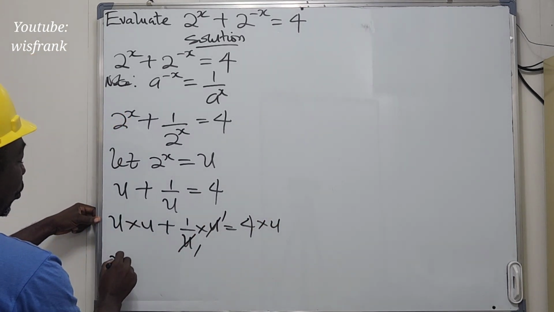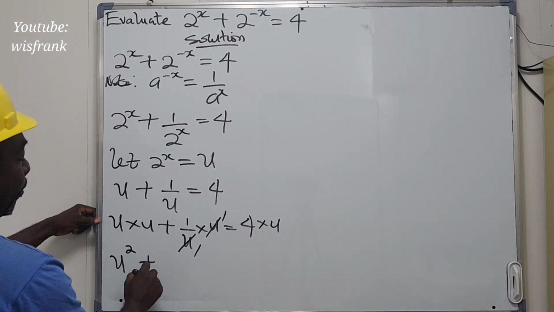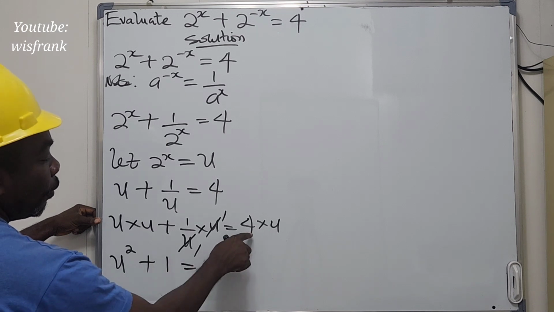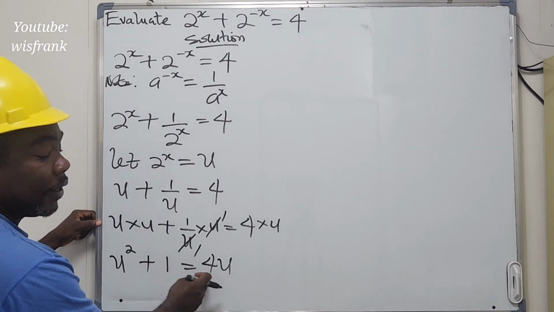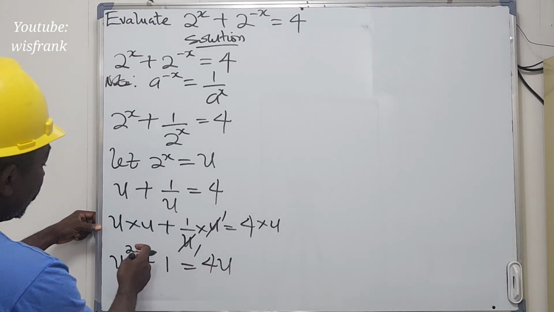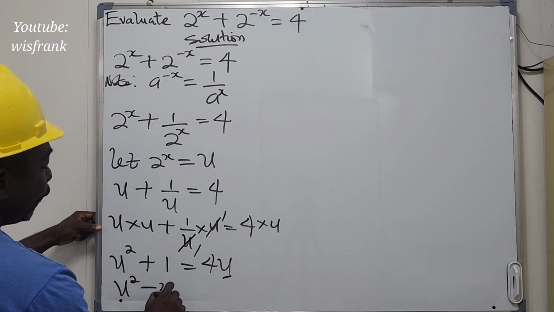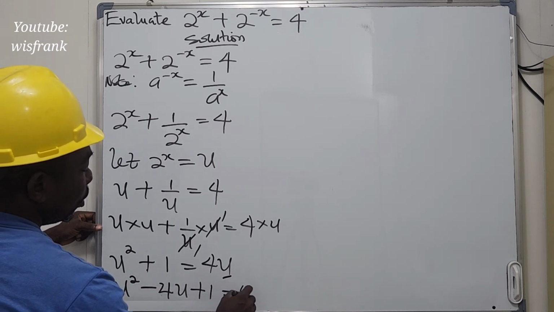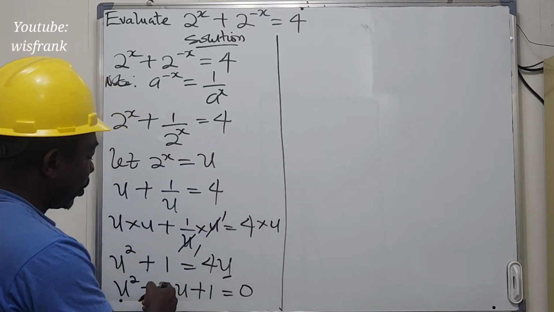We are now left with u to the power of 2. U times u is u to the power of 2 plus, this is 1 all over 1, which is equal to 1, equals to 4 times u, we have 4u. We have to move this to the left-hand side. So this will become u to the power of 2. When this is transposed to the other side, it becomes minus 4u plus 1 equals to 0. So this has turned out to become a quadratic equation.